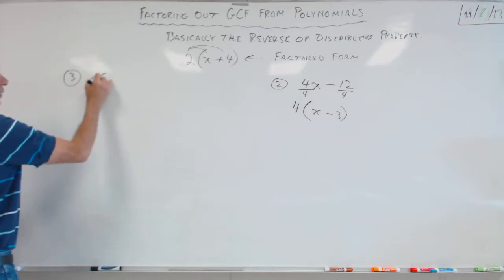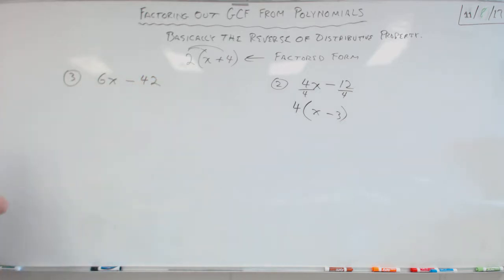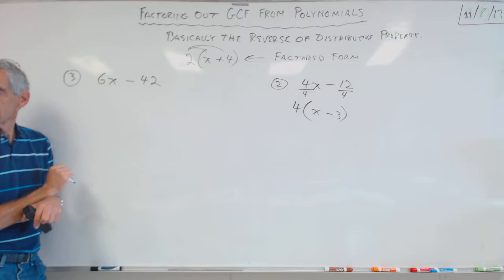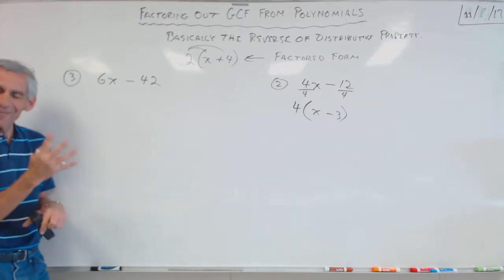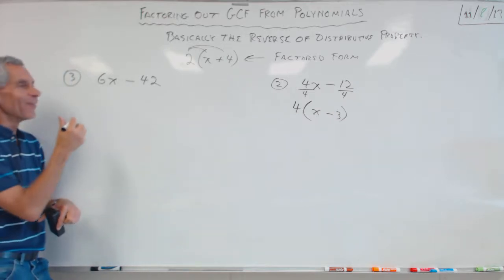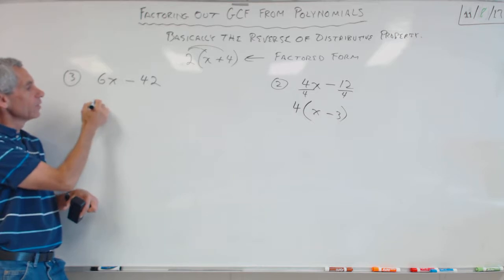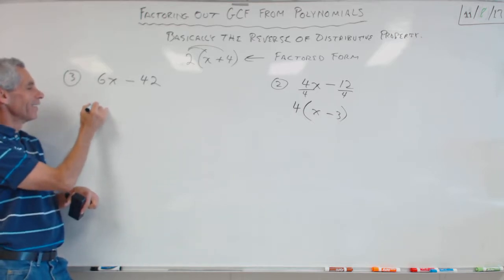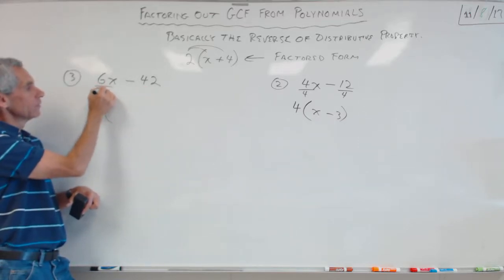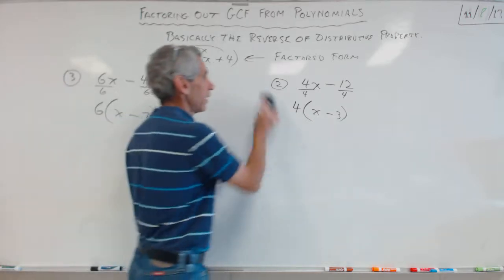How about 6x minus 42? Between 6 and 42, what's my greatest common factor? 6. Exactly. 6 goes into 6 once. 6 goes into 42 7 times, right? So we know we can take out a 6. So we're going to divide this 6 out of this and divide it out of this. So 6 times x minus 7.